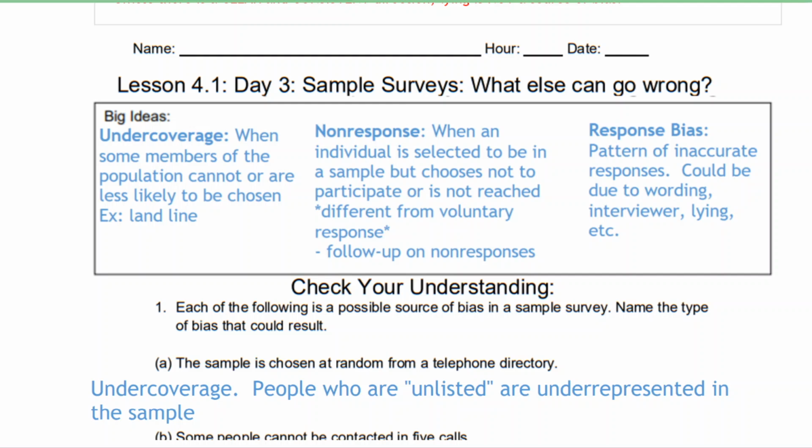And then we talked about lying. And remember that unless there's a clear and consistent direction to all the lies, then we can't call it a bias.